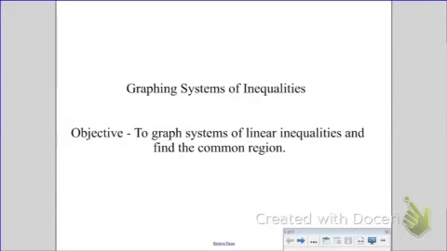In this lesson we're going to show you how to graph a system of inequalities. It's a little bit different than graphing the system of equations because of the range of solutions that could happen, kind of like when we did the shading on a number line when we were solving them. The most important part about today is finding the common region. We'll talk about what that is on the next slide.